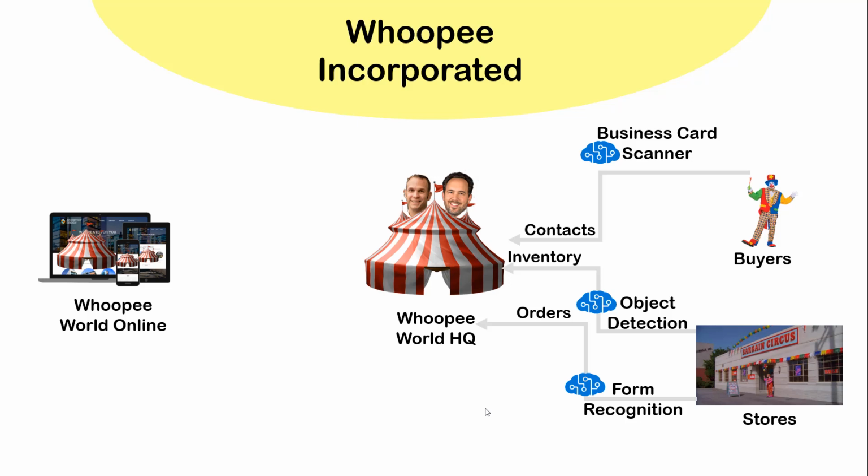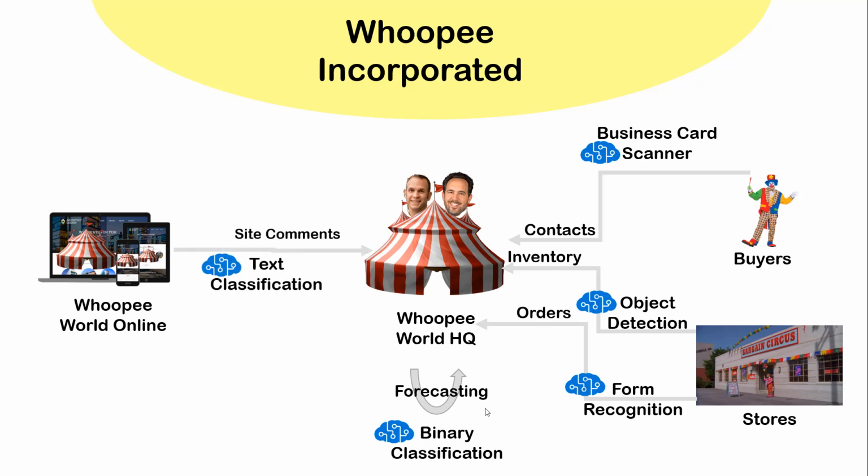And on those orders, we'll use binary classification to take a look at those orders and see if we're going to be able to fulfill it on time based on our past performance. And then finally, on the website comments, we're going to use text classification so that we can look for any negative comments and act on them quickly so that we can make sure that our customers are satisfied.